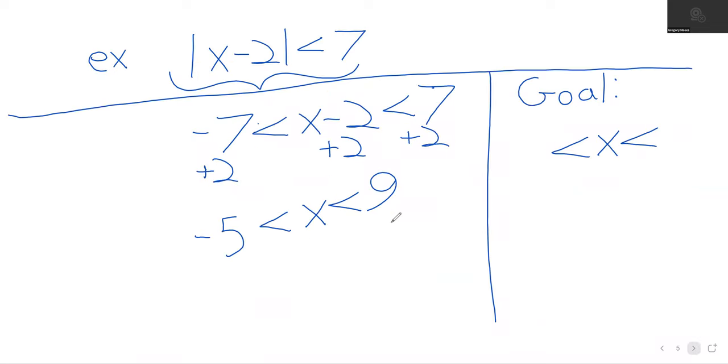All of your inequalities would turn into the or equal to version of the inequality. So for example, here, if we had a less than or equal to, our goal would still be to get x by itself in the middle of the equation.